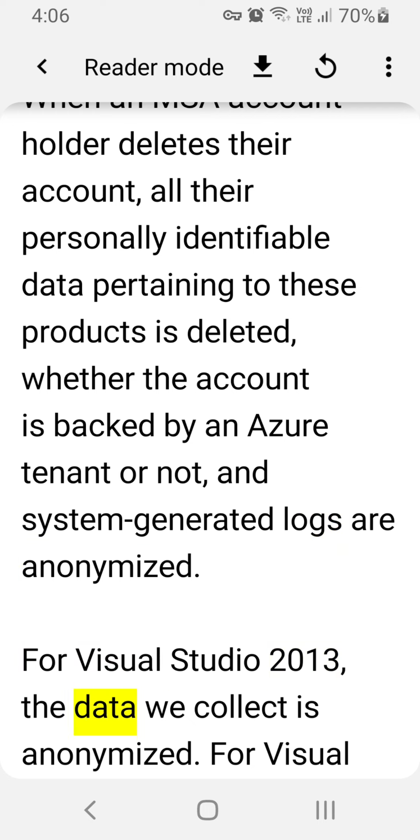For Visual Studio 2013, the data we collect is anonymized. For Visual Studio 2012 and prior releases, we immediately delete the data upon receipt. In both cases, there is nothing to view, export, or delete at a later time. We support General Data Protection Regulation (GDPR) requests through the developer community website. You can view, export, or delete your feedback data.